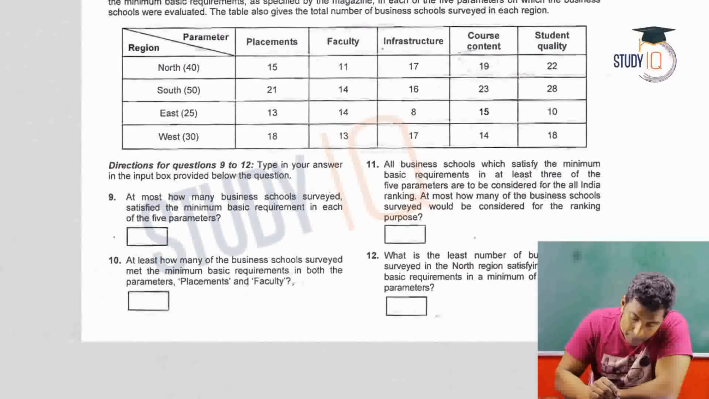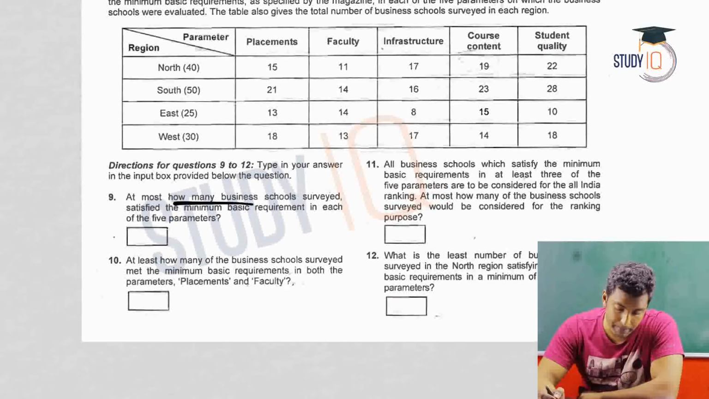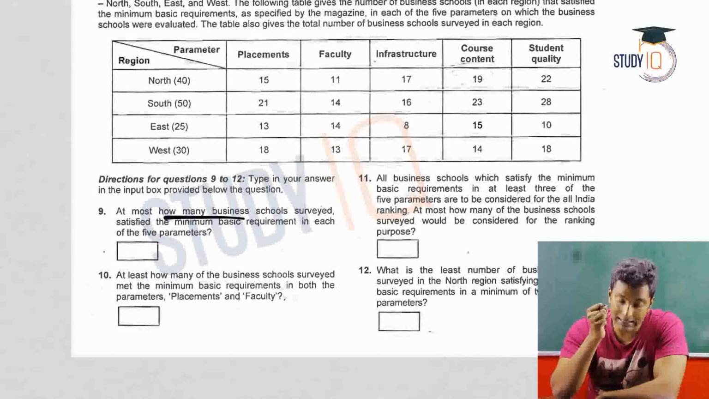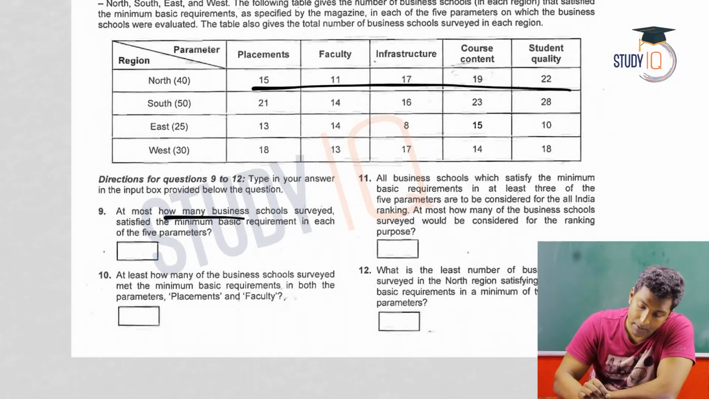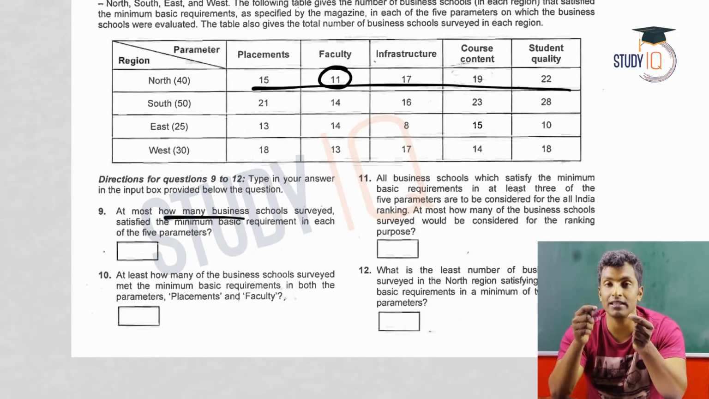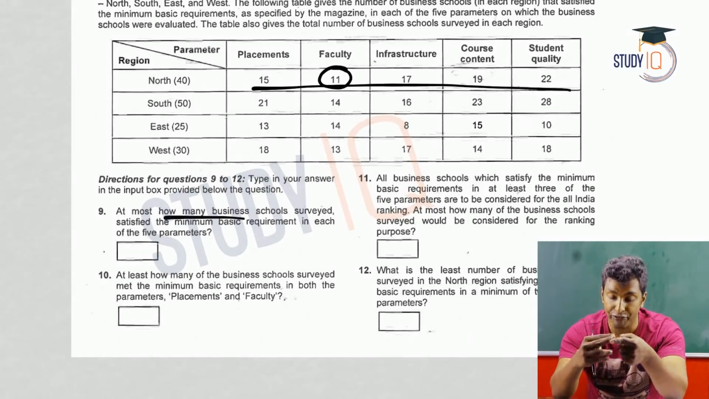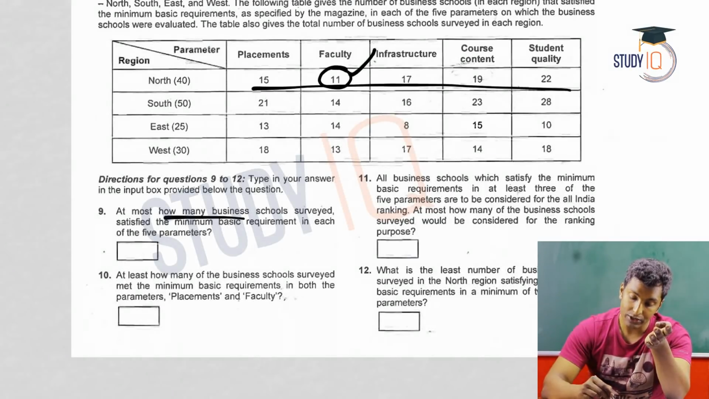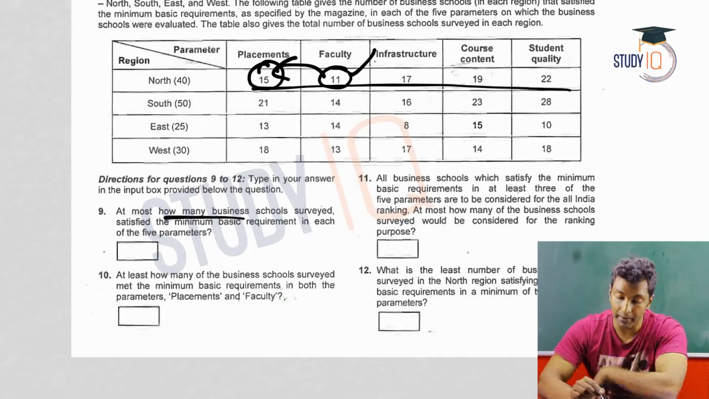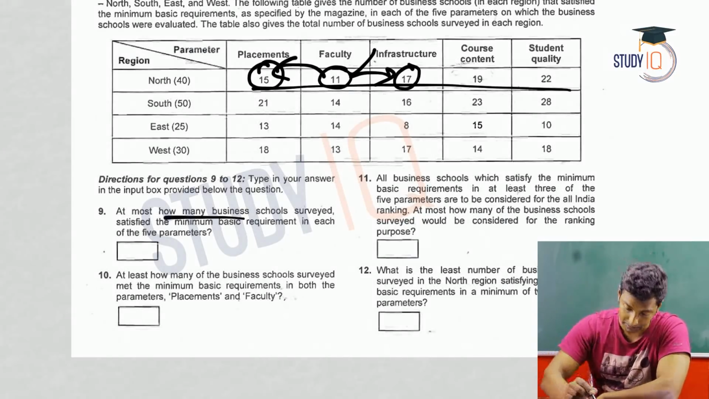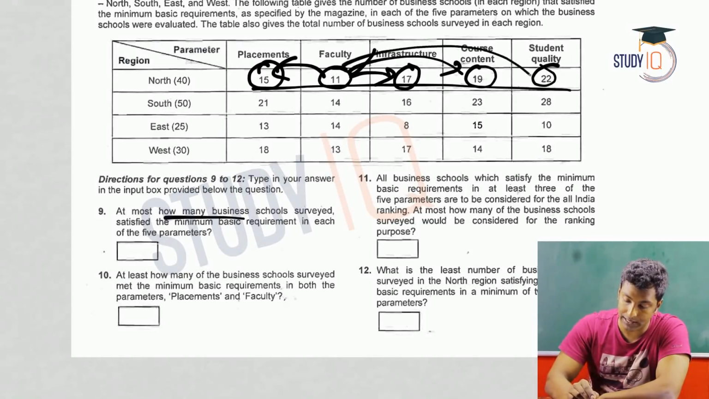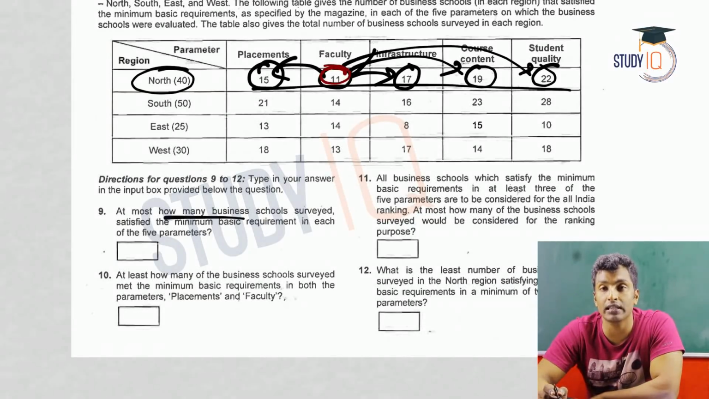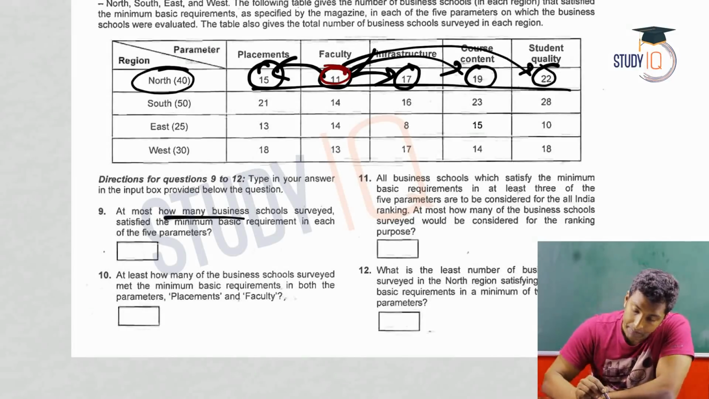Now, what's the first question? At most, how many business schools surveyed satisfied the minimum basic requirements in each of the 5 parameters? Okay, so what we need to consider here is, what is the minimum in this? Minimum in this is 11, and we need to make an assumption that these 11 schools are better in terms of placements, infrastructure, course content and student quality also. Out of this 15, these 11 should come. We need to assume that way. Out of this 17 these 11 should come, because we need to maximize. In this 19 also these 11 should come, in this 22 also these 11 should come. Okay, so we are assuming that in North there are 11 such business schools which satisfy all the parameters.